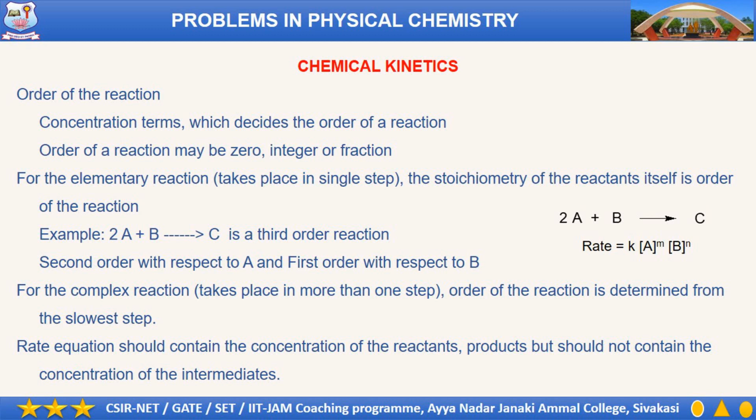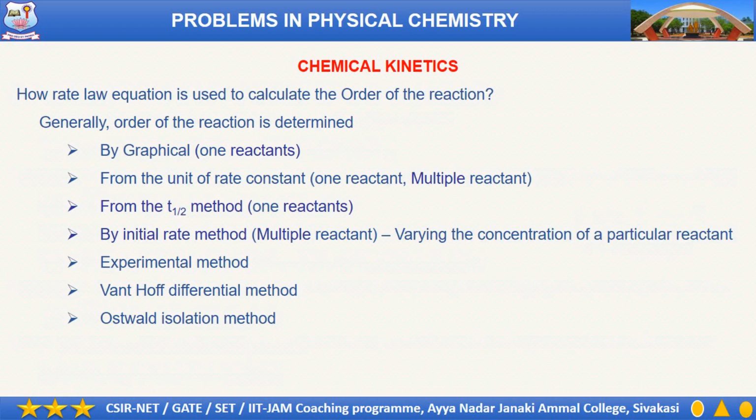But for the elementary reaction, you can simply say the rate equation for mA plus nB is: rate law is equal to k into the concentration of A power m into the concentration of B power n, and so on. It is for any elementary reaction. Now we are going to see for the elementary reaction how the rate law equation is used to calculate the order of the reaction. And the order of reaction is generally determined first by the graphical method.